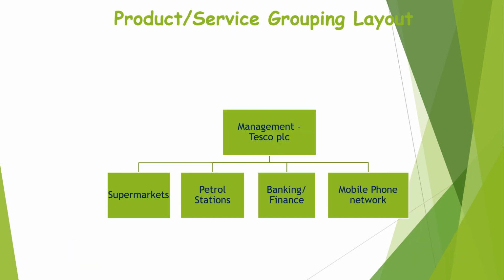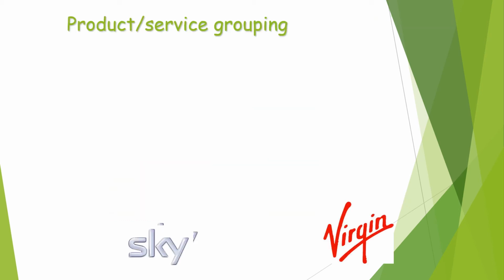So this is a kind of layout. We've used the example of Tesco here, maybe pushing it a little bit with the petrol stations, but Tesco have got supermarkets, they've got petrol stations, they've got their banking branch, and they've also got mobile phones. So that would be a product or service grouping, and within the supermarkets there would be a functional grouping, and so on along the list of the different products that they offer.